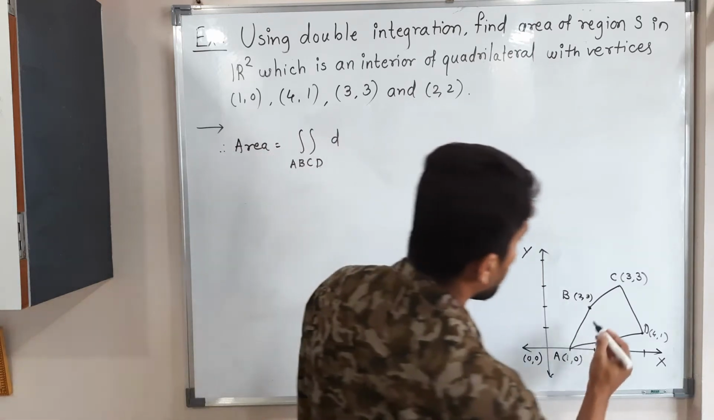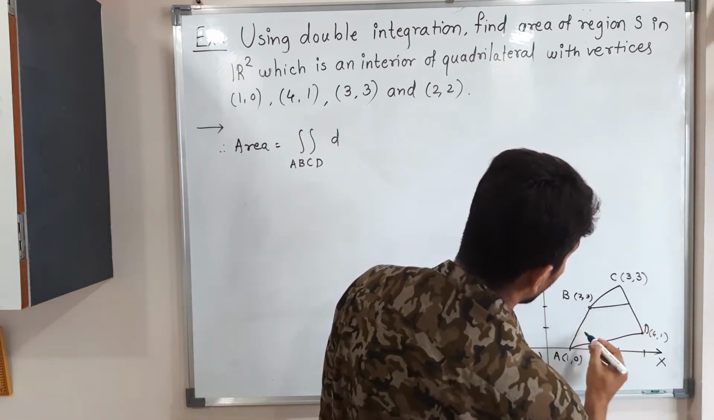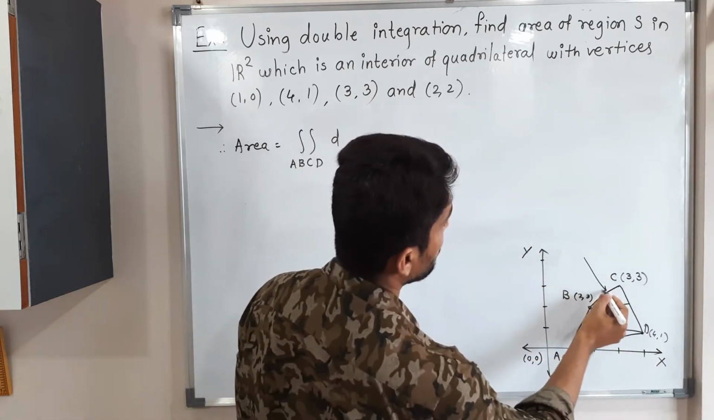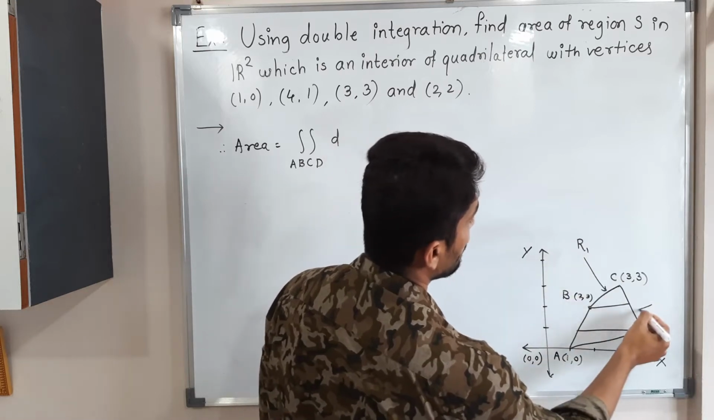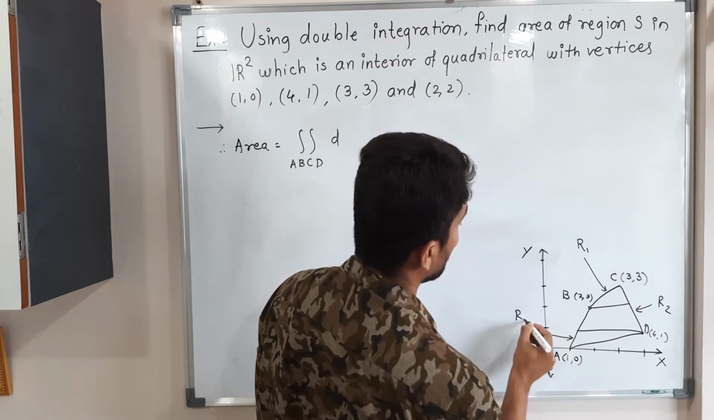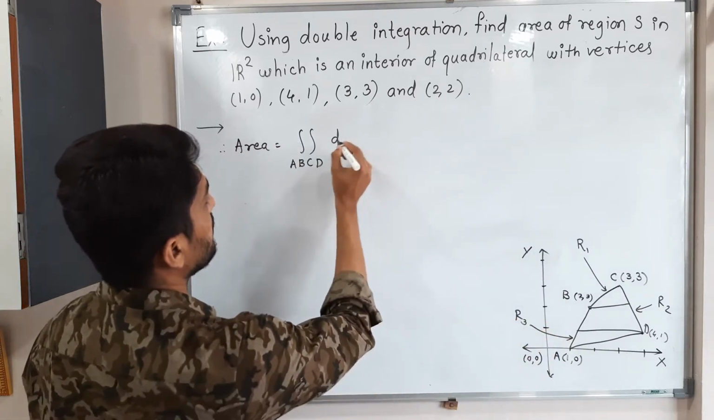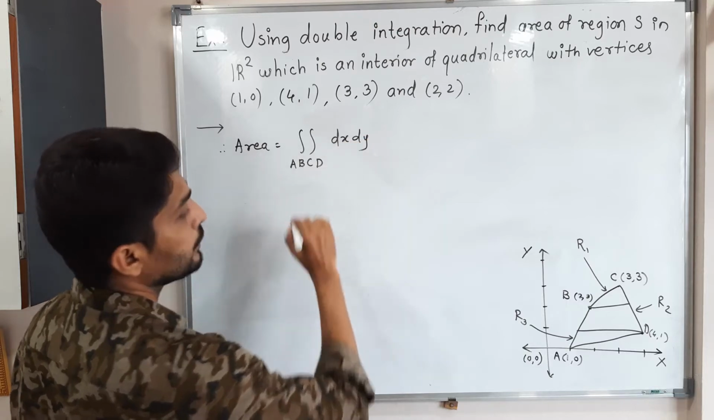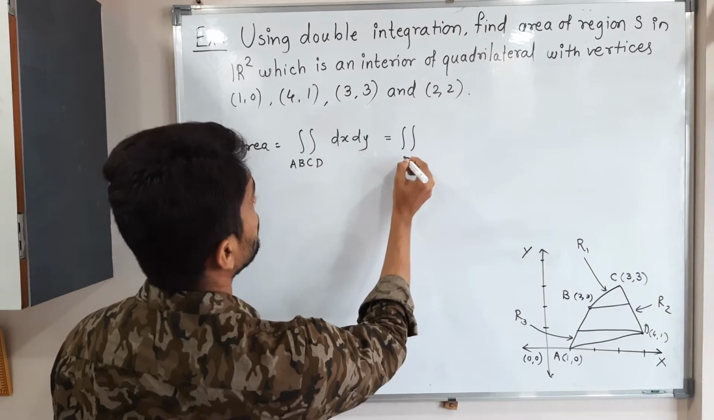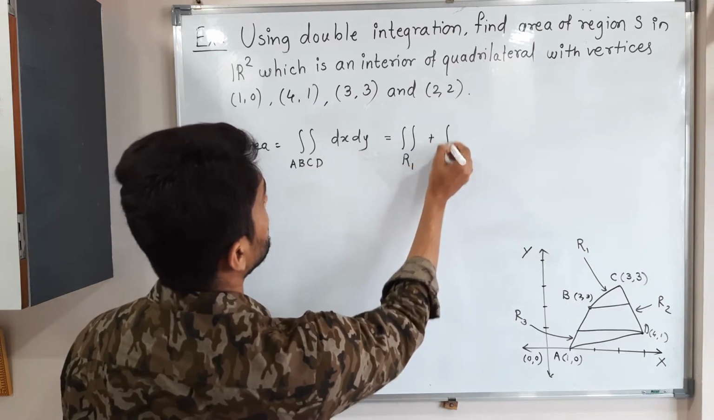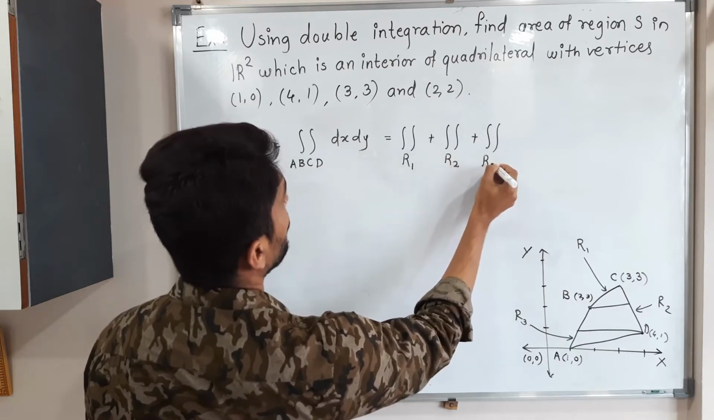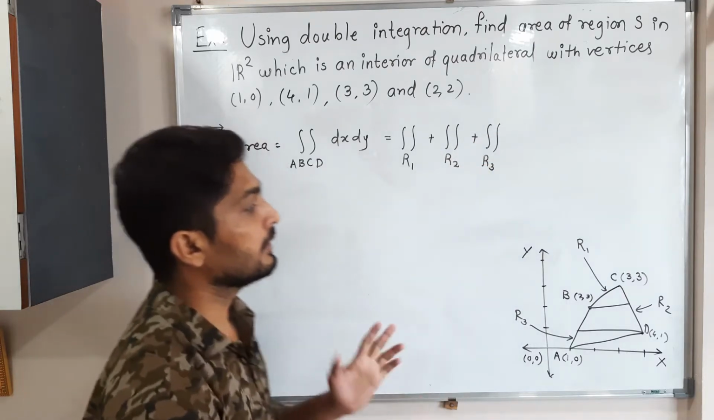So what will I do? I will divide this region into these three parts. We will call them region 1, R1, region 2, R2, and region R3. We will solve the problem separately. Since I am considering a strip parallel to x, I am writing dx dy. This is nothing but the double integration over R1 plus the double integration over R2 plus the double integration over R3, and by adding we will have the required area.